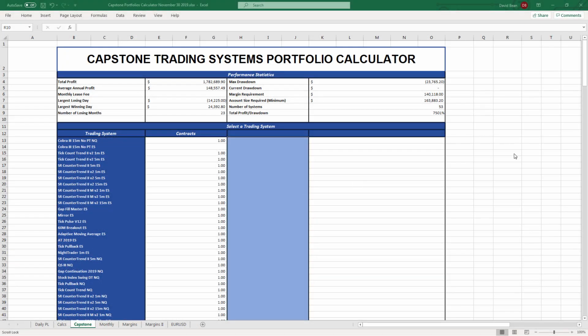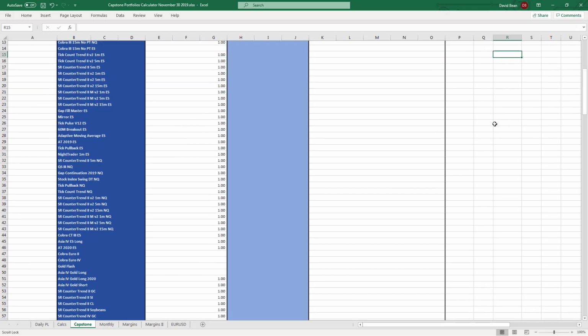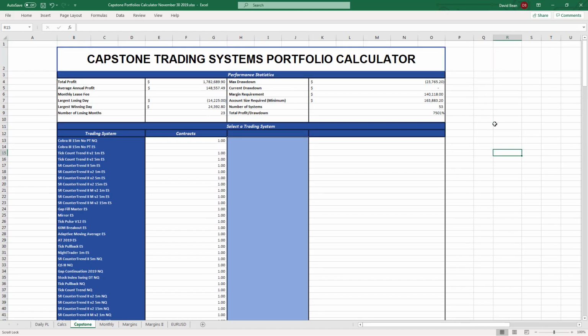I want to go over optimal position sizing. In this setup, we see 53 strategies in our portfolio setup. Max drawdown is 23,000. This is right at 24,000. The number that I really want to focus on is the total profit over drawdown. Right here you see 75.01, and you've got 53 strategies trading one futures contract.